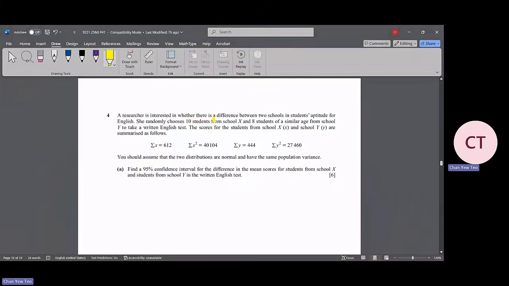Number 4: a researcher is interested in whether there is a difference between two schools' students in aptitude for English. She randomly chooses 10 students from school X and 8 students of a similar age from school Y to take a written English test. The scores for the students from school X and school Y are summarized as follows. You should assume that the two distributions are normal and have the same population variance.